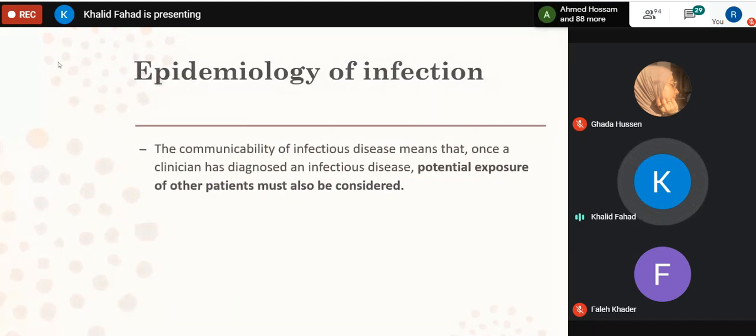And this is our basis for many communicable infections to be treated. You have to trace the contacts of the patient in order to break the chain of infection. So you have to control the disease.